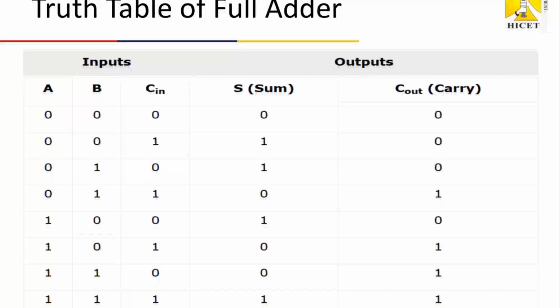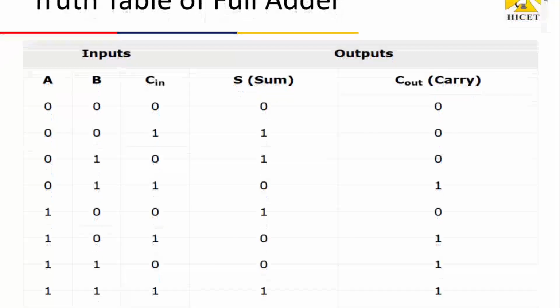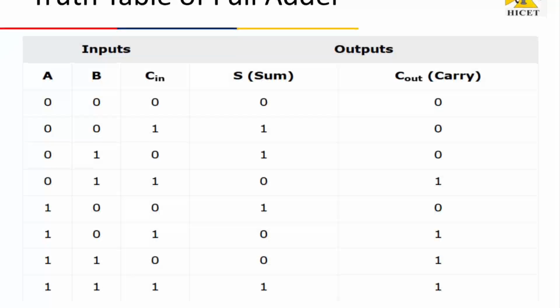So here 0 plus 0 plus 1 equals 1. So the sum is 1 and there is no carry. So C out is equal to 0.